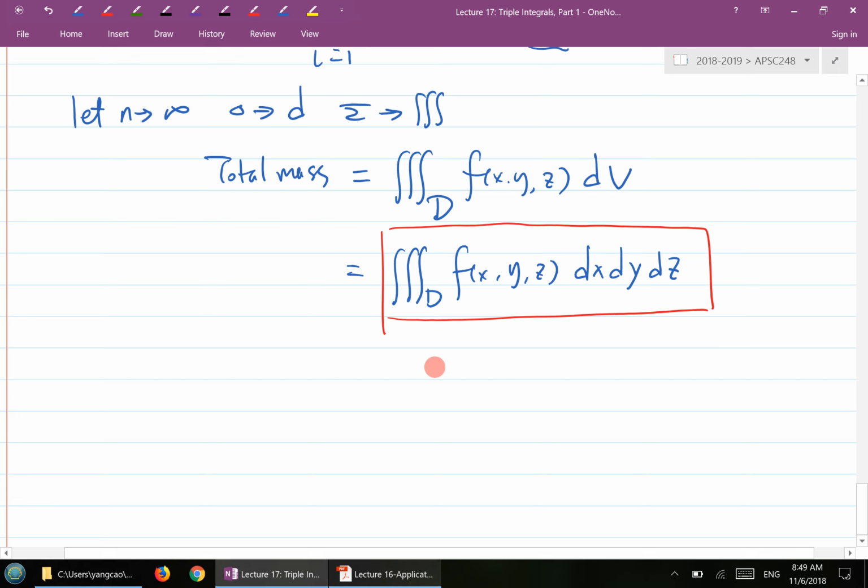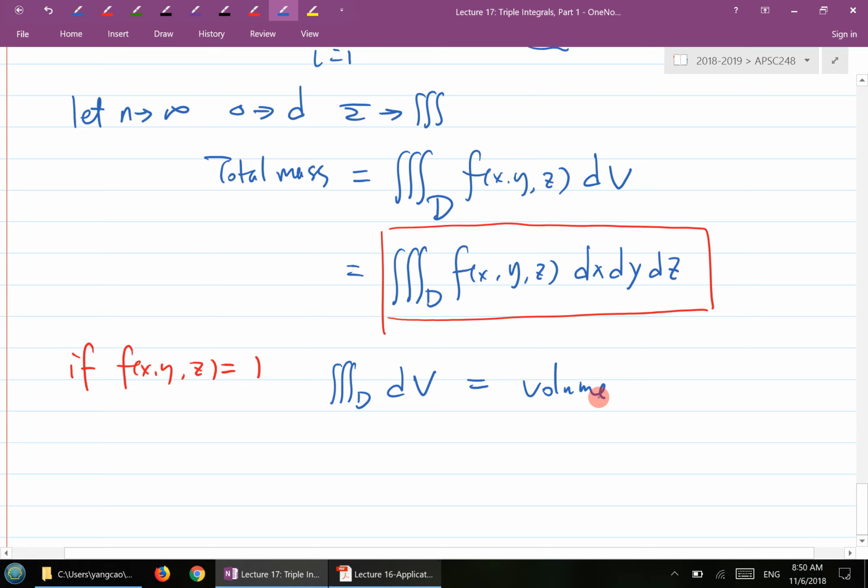First, let's look at a very special case. What if this function is equal to 1? In terms of density, equal to 1 means you have a unit density across the whole region D. If this equals 1, then this integral becomes just the triple integral over the region D of dV. So what do you think this integral will give you? Volume.